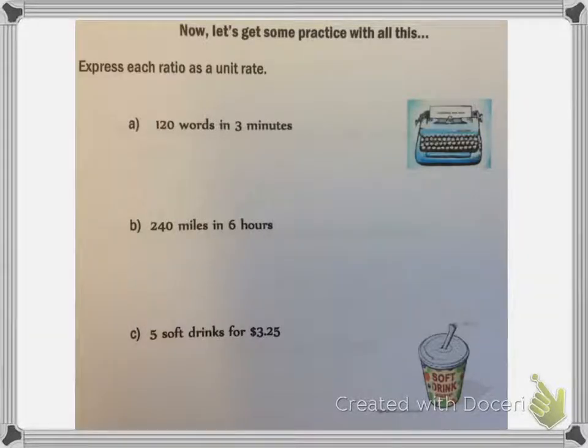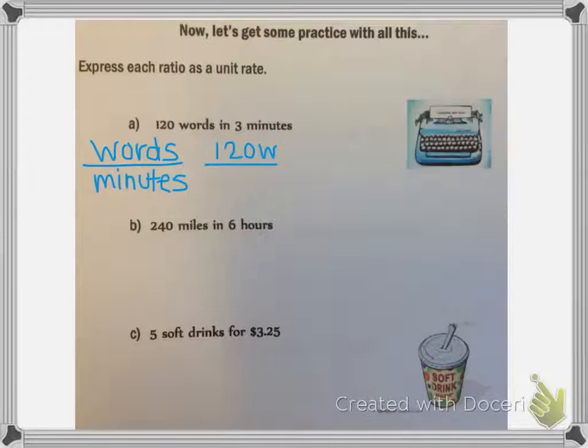Now we're going to practice. Express each ratio as a unit rate. So A tells us that we have 120 words in 3 minutes. That's words to minutes. So we're going to write our ratio using labels words to minutes. We're going to use our first ratio from the problem given. So we have 120 words over 3 minutes.